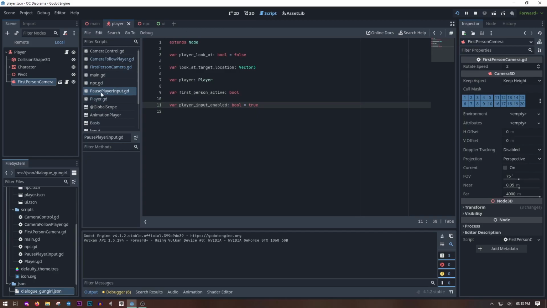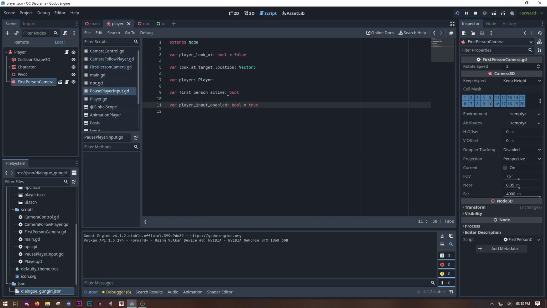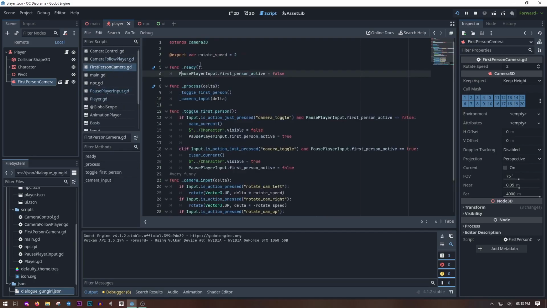where was I? It's on the first person camera. So pause player input has a bool called first person active. By default, a bool is false, but I set it as false in here just because gotta make sure. You can't be sure about code. It's magic. It does what it wants. So when it's loaded in, it's set to false. Process data. This is another process thing. Every frame. Toggle first person.